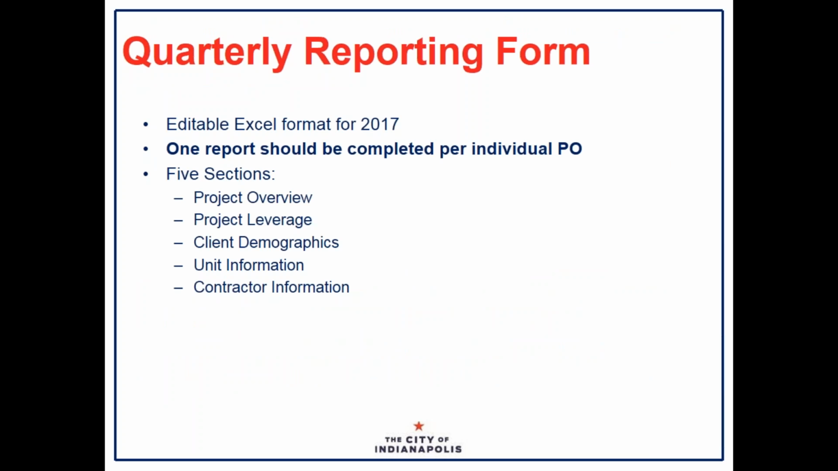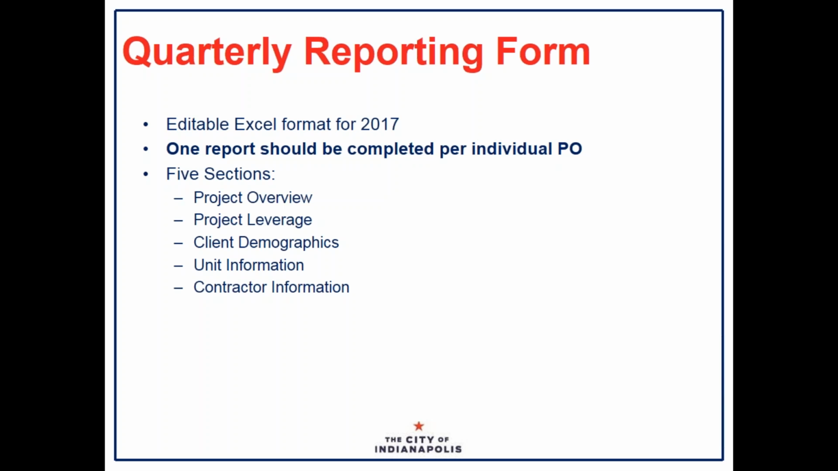Most of you have probably already dealt with the quarterly report form. It's an editable Excel format for 2017. One report should be completed per individual purchase order. So if you are part of an organization that has several projects, and each of them has individual purchase order numbers, you have to do as many reports as you have purchase order numbers. But I know some programs might have different components that use the same purchase order number, and in that case, you would just use one quarterly reporting form.